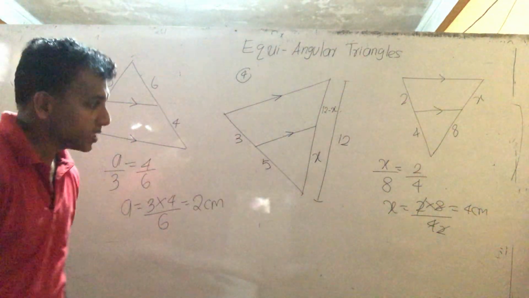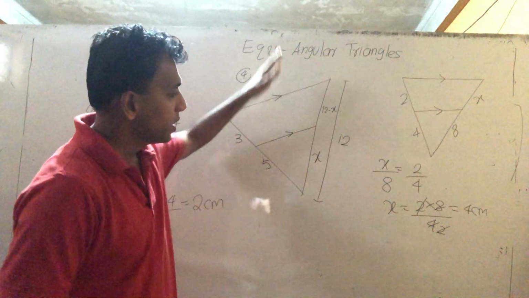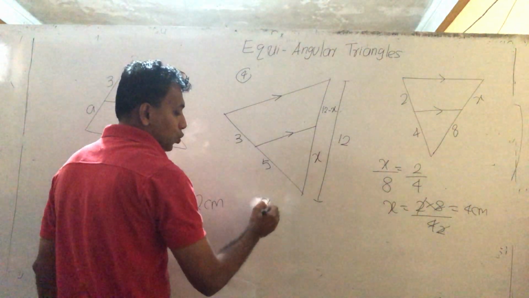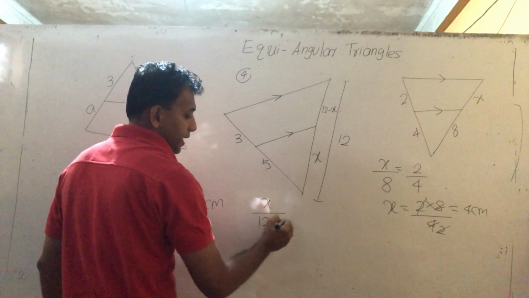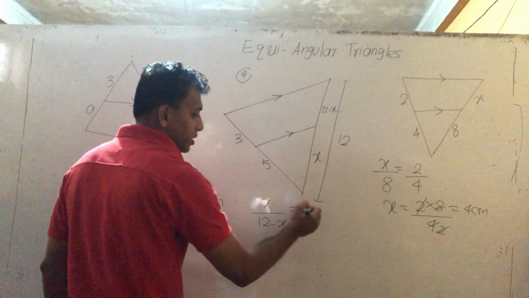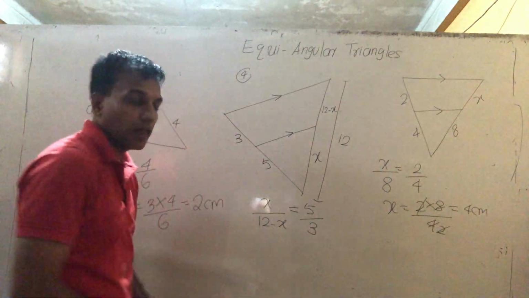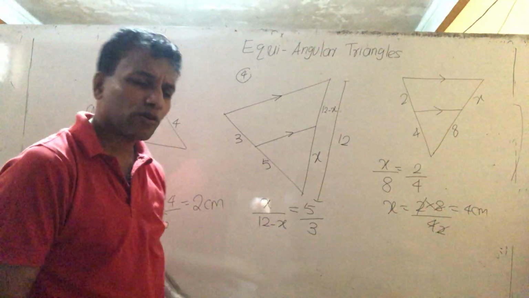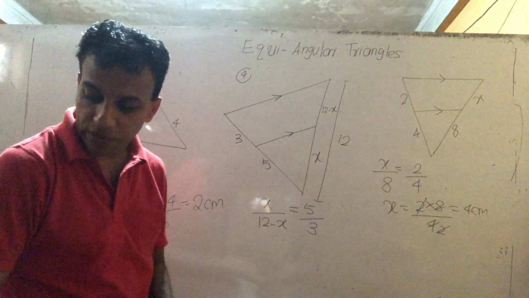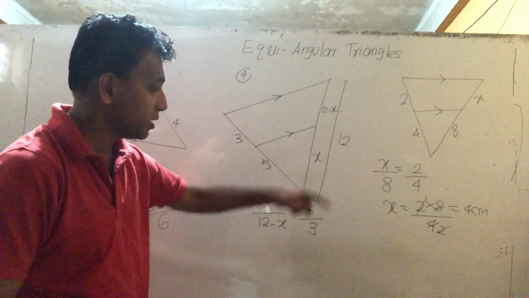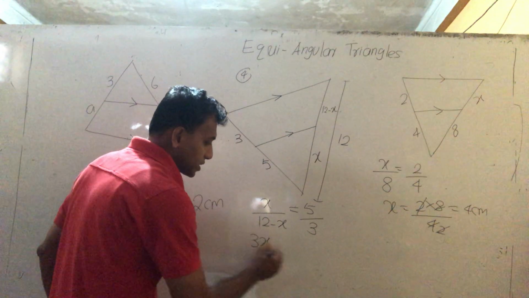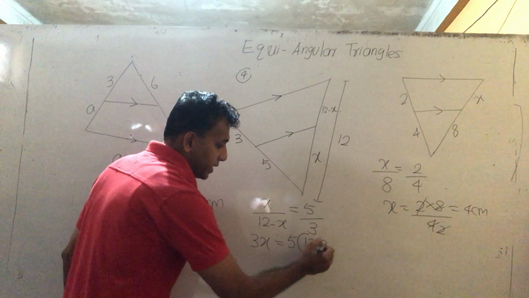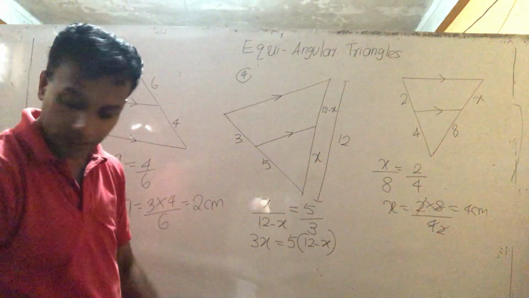So write the ratio. In a triangle, a line drawn parallel divides the other two sides proportionally. Start from here. X over 12 minus x equals 5 over 3. That's all. Now solve and find the answer. Solve this simple equation. Cross multiply: 3 times x equals 5 into 12 minus x.